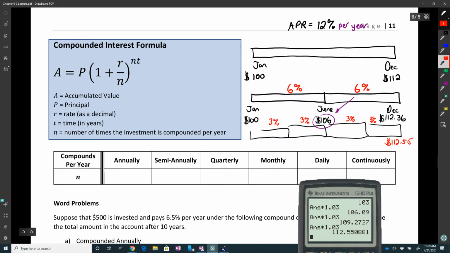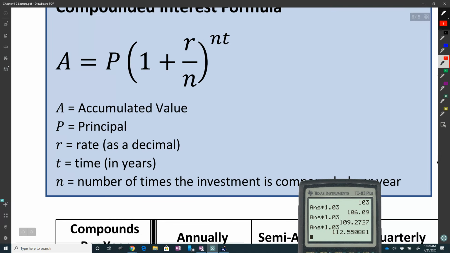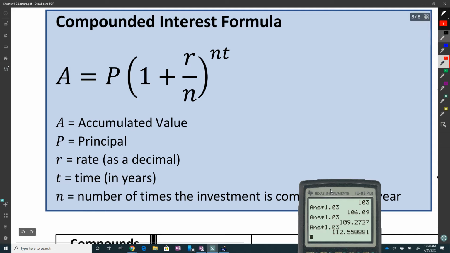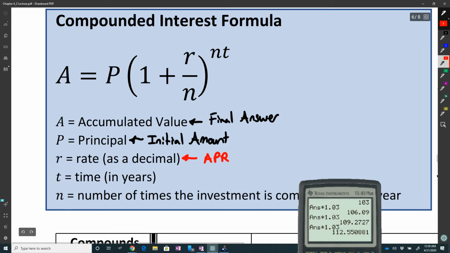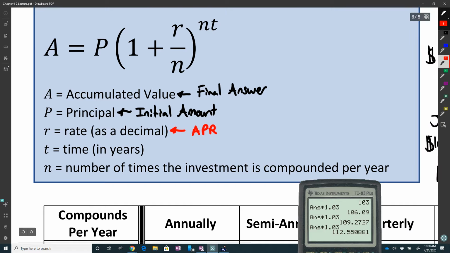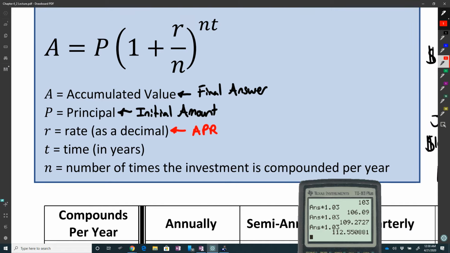But really, Gilbert, I don't care. All I care about is the math. Okay, well, we're going to deal with this formula. And in this formula, we have accumulated value. It's just a really fancy word for the final answer. We have the principal. This is the really fancy word for the initial amount. We have the rate as a decimal. That's the APR. We have the time in years. How long are you taking your loan out? And the number of times the investment is compounded per year.